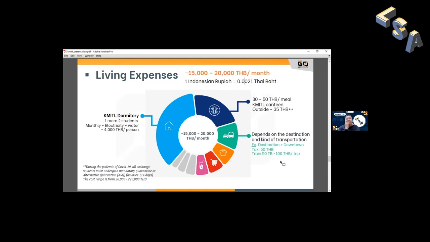Also, I need to mention that KMITL in Ladkrabang is not in the center of Bangkok. Bangkok is so big, about four times bigger than Surabaya. Ms. Pranita mentioned 30 to 50 Thai baht, but sometimes if you go to 7-Eleven you can get cheaper food. If you eat halal food at 7-Eleven, it's cheaper.